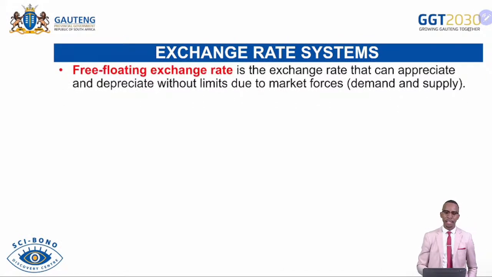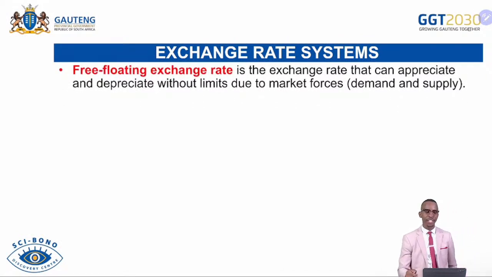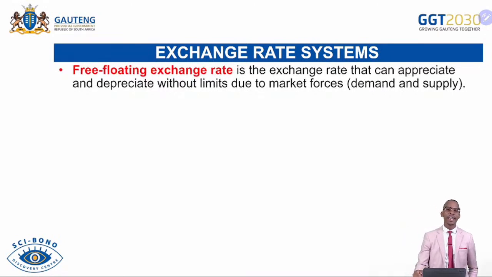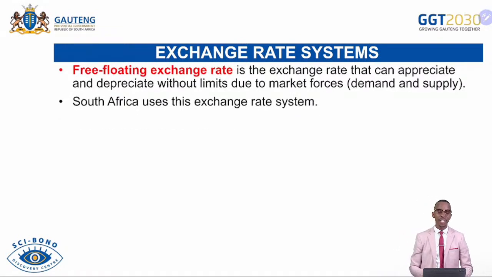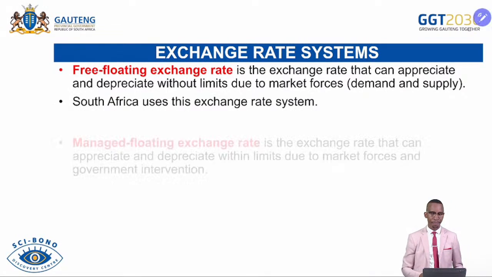Then now the fourth part of the lesson is the exchange rate systems. Remember, we said exchange rate is the currency of one country in relation to another country's currency. So various countries are having different exchange rate systems. We have the first one that is known as the free floating exchange rate, which is the exchange rate that is free to appreciate and depreciate without limit because of market forces. So in that kind of exchange rate, there is no government intervention to influence the value of the currency.